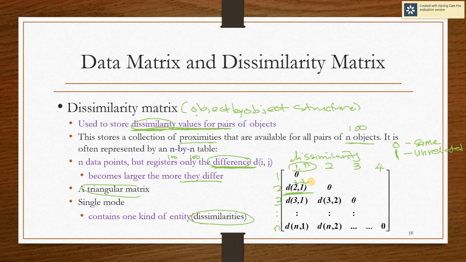So we have the differences here, differences of object 2 versus object 1, differences of object 3 versus object 1. Here, we have differences of object 3 versus object 2. Why is this 0? Because this is the difference between object 2 versus object 2. So it is a similar object, and that is why it will take value 0.